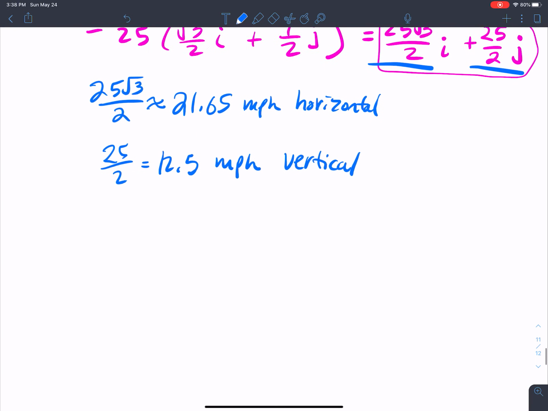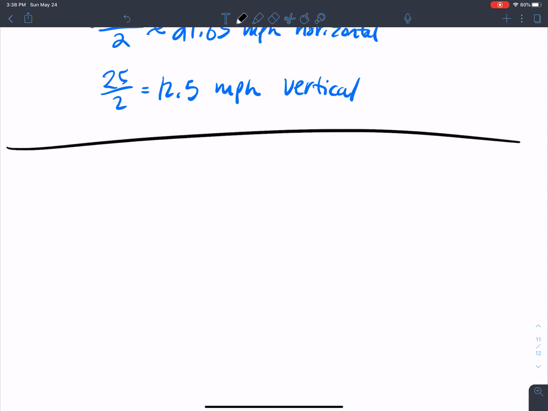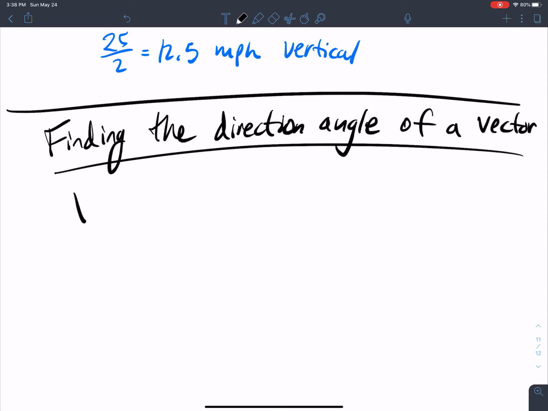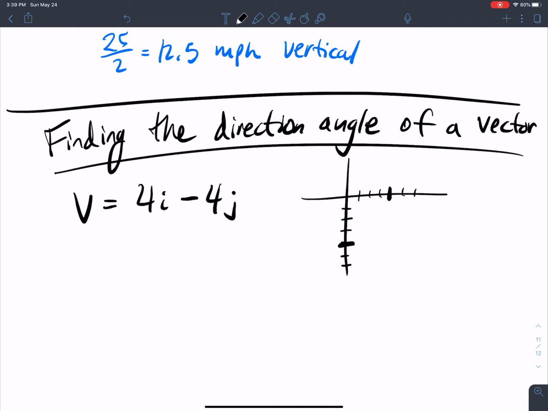All right. Now, say we want to find the direction angle alpha. Okay, so finding the direction angle of a vector. So say we have v equals 4i minus 4j. So what does this look like? Well, 4, so 1, 2, 3, 4, and then j down 1, 2, 3, 4. So my vector goes like this. That's my vector v, to the point 4 comma negative 4. So that's component 4 comma negative 4. That's that point P.